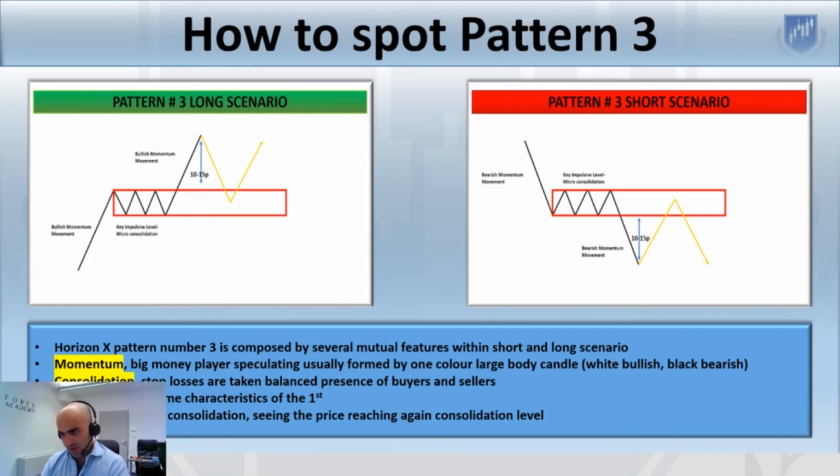Horizon X pattern number 3 is composed of several mutual features within the short and long scenario. On the right you can see the long scenario, which is composed of a momentum, which is big money players speculating, usually formed by one color candlestick, white for bullish, black for bearish. But we're going to go deeper into it when we look at examples within the real market chart.